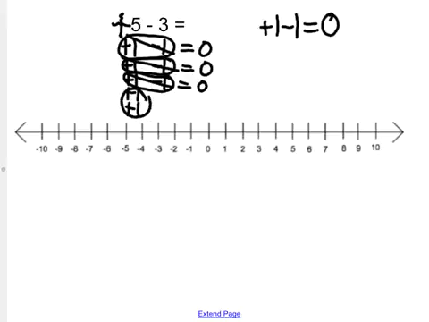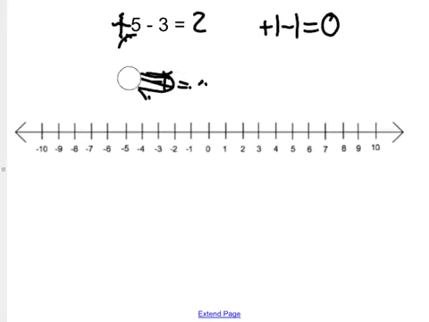And what do I have left? Well, I've got 1 plus 1, which is 2. Now, this is pretty obvious and something that you learned a long time ago. But let's look at how it works with the number line also.